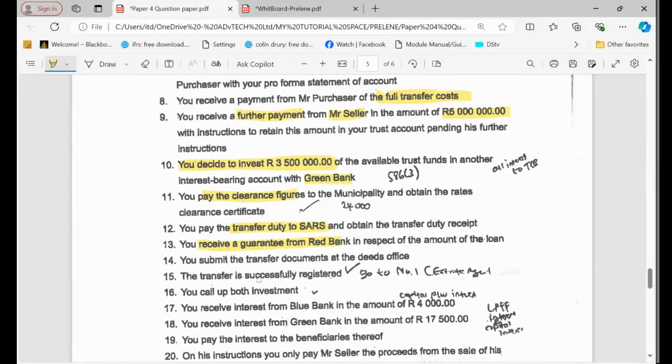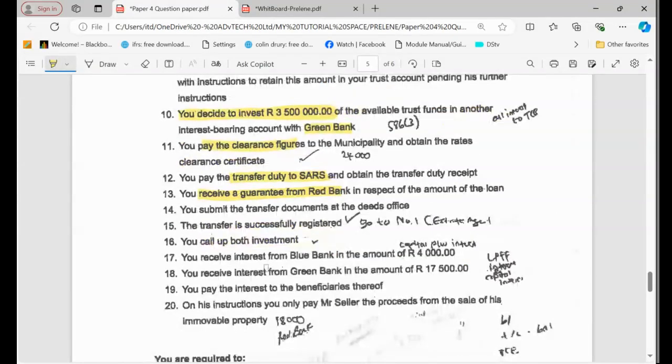I don't know if you're still okay or not. I'm okay. Yes. So thereafter, remember, now we got that loan and the transfer is successfully registered. That's why we're doing this. We will call up all the investments. In other words, we get our investments back. And in the process, we also got the interest. We also have to pay the beneficiaries and the agents. But let's deal with one thing at a time. Let's call up both investments, meaning they're maturing.